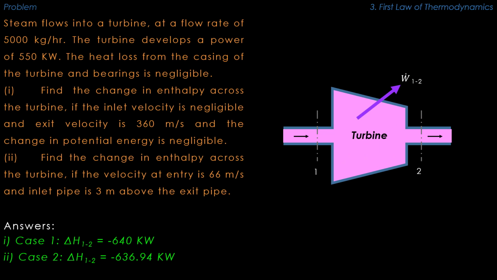We may also see that the change in enthalpy is negative, which again confirms that the turbine is a device which produces positive power at the expense of enthalpy, meaning that the enthalpy of fluid or steam decreases during expansion.